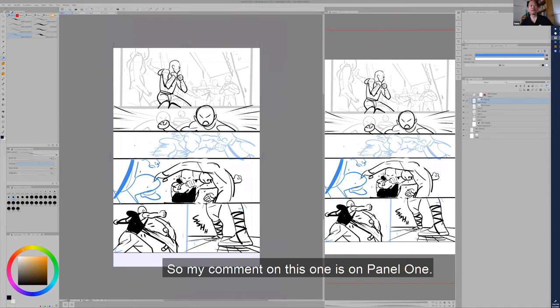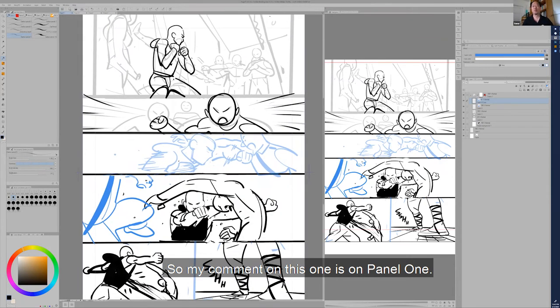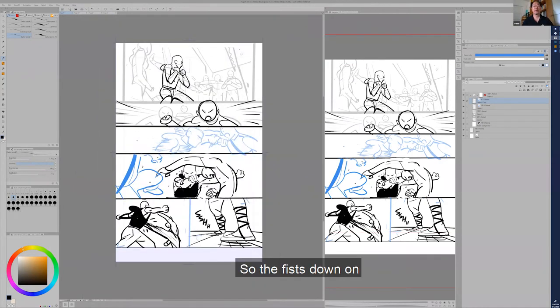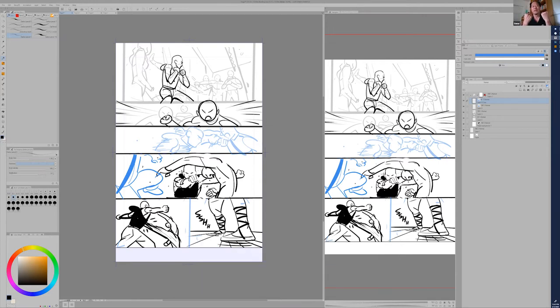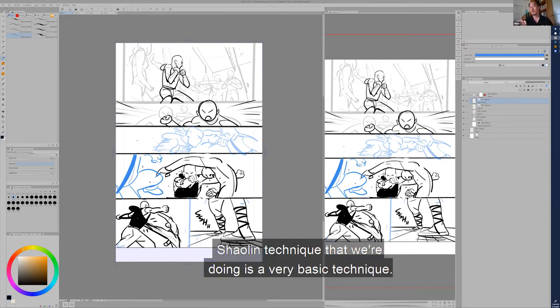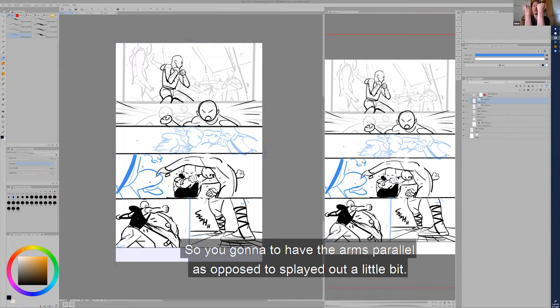So my comment on this one is on panel one. The fists are down on panel two. Panel four and panel five is spot on. But on panel one, you're going to want to have the elbows, because this is a very specific Shaolin technique that we're doing. It's a very basic technique. So you're going to want to have the arms parallel as opposed to splayed out a little bit.